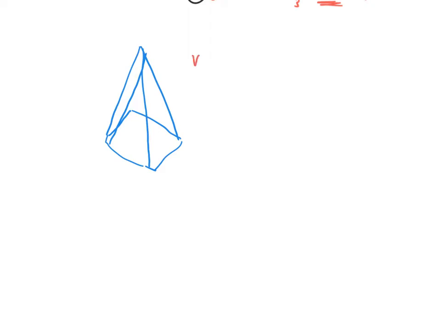Okay, so next one. And we've got another pyramid. This time we're told that the volume of the pyramid is equal to 80 cubic centimetres. We're also told that the height of the pyramid this time is 12 centimetres, and I need to find the area of the base.